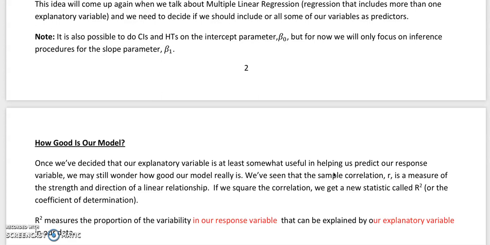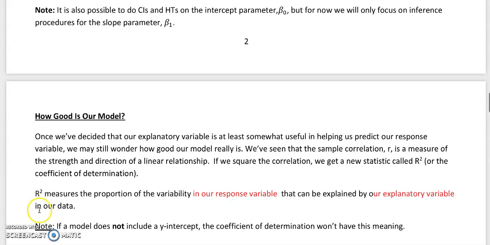And the R-squared value is actually exactly what it sounds like. We're just going to take that correlation and square it. The reason is that it gives us a nice interpretation about how well our explanatory variable is helping us explain the response variable. Exactly what it's doing is measuring the proportion of the variability in our response variable that can be explained by the explanatory variable in our data.